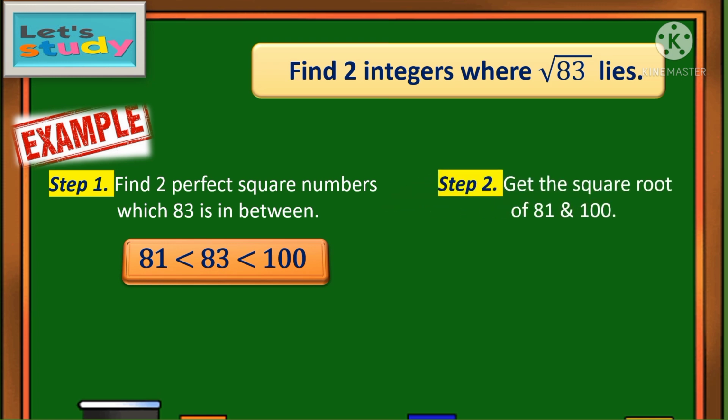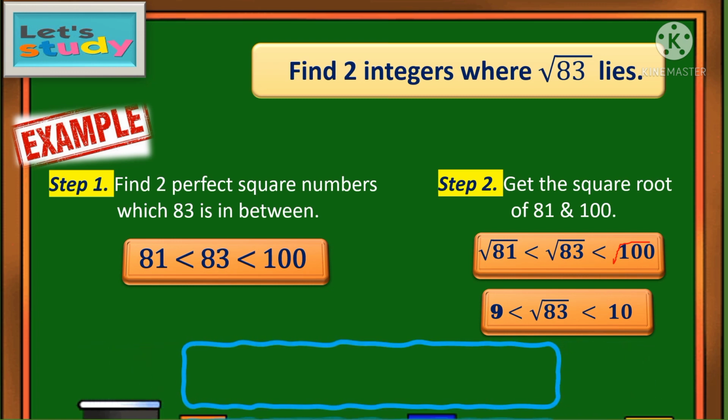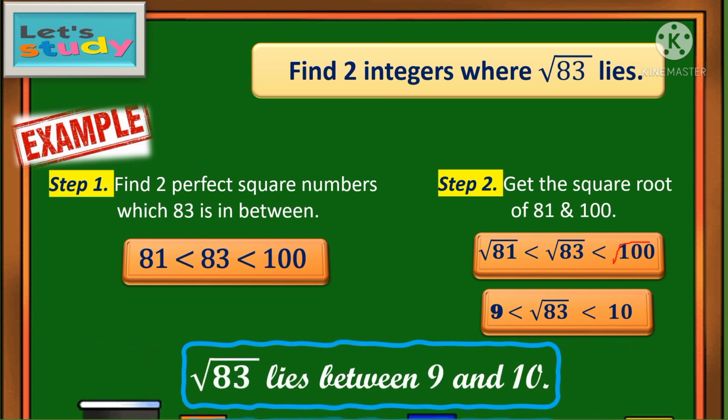Okay? So, next step is to get the square root of 81 and 100. Ano yung square root ni 81? At saka, ano yung square root ni 100? So, the answer is, square root ni 81 is 9 and then si square root ni 100 ay 10. So, therefore, square root of 83 lies between, nasa gitna daw siya ni 9 and 10. Yan yung mga integers, okay?